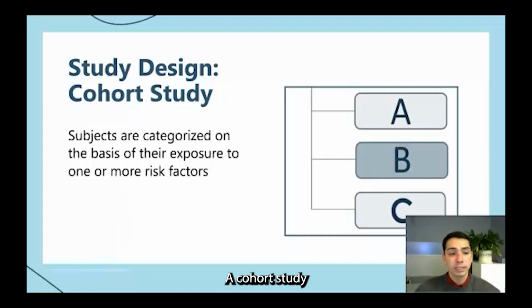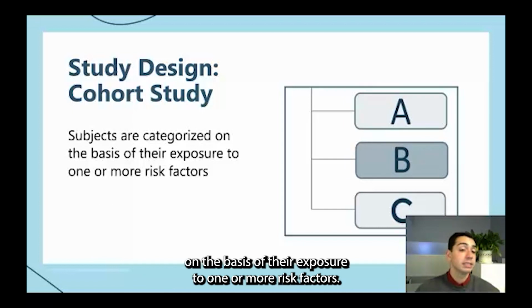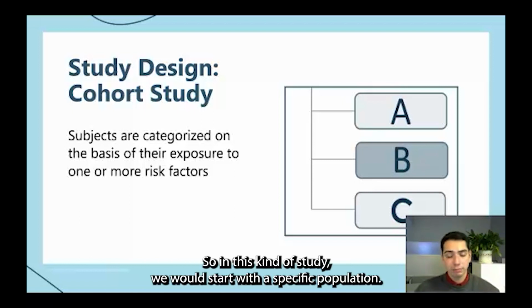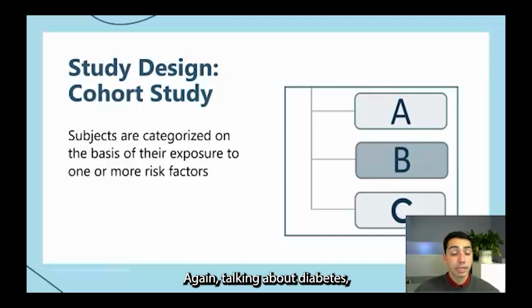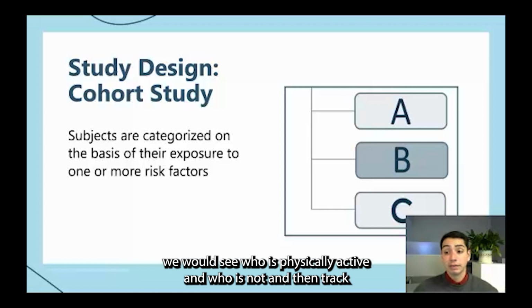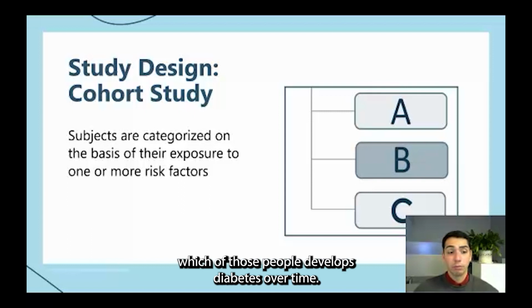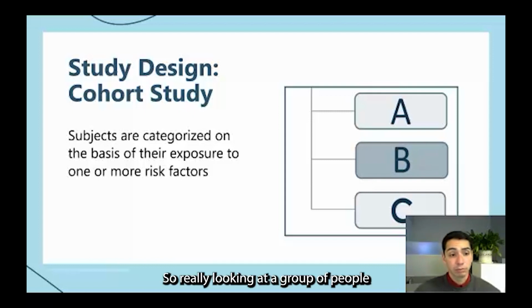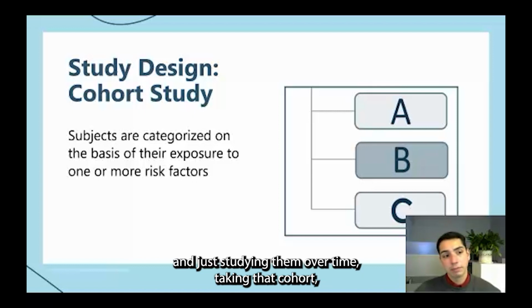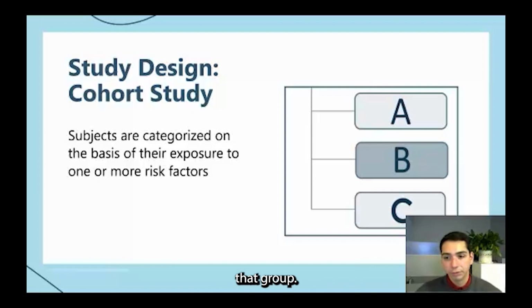A cohort study, subjects in a cohort study are categorized on the basis of their exposure to one or more risk factors. So in this kind of study, we would start with a specific population. Again, talking about diabetes, we would see who is physically active and who is not, and then track which of those people develops diabetes over time. So really looking at a group of people and just studying them over time, taking that cohort, that group.